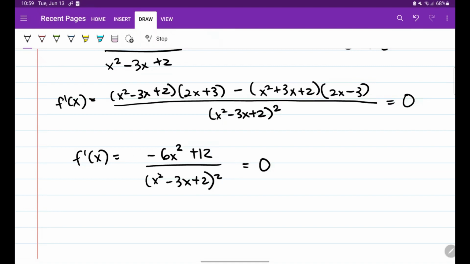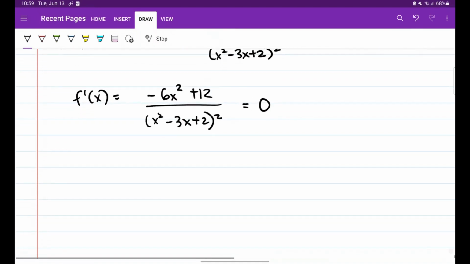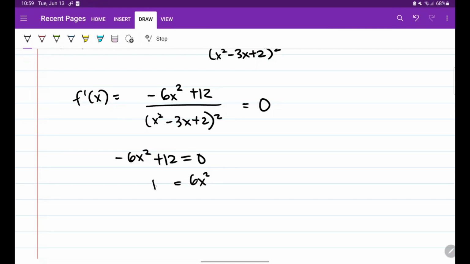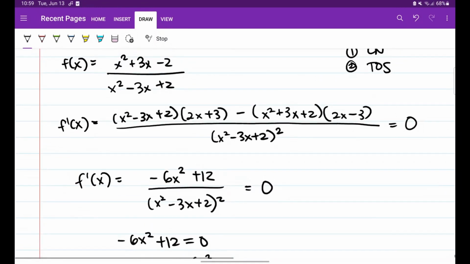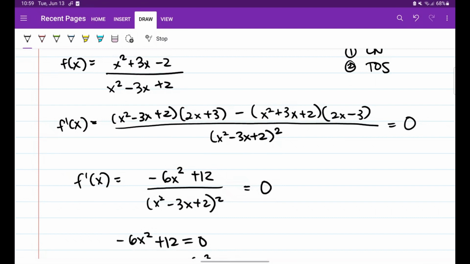So, let's take our critical numbers. So, yung numerator will be 0. So, negative 6x squared plus 12 is equal to 0. So, 6x squared is equal to 12. x squared is equal to 2. And x is equal to plus or minus square root of 2. Okay? And let's check kung nakakapag-undefined ba siya ng function. And wala naman, no? So, if we plug in square root of 2 or negative square root of 2 sa x squared plus 3x plus 2 over x squared minus 3x plus 2, hindi naman siya magiging 0 or undefined.